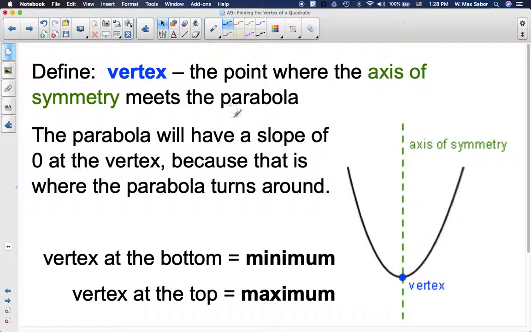So, the vertex is the point where the axis of symmetry meets the parabola. The parabola will have a slope of 0 at the vertex because that's where the parabola is turning around. If it's at the bottom, like this one, it's called a minimum. If it's at the top, then it would be called a maximum.